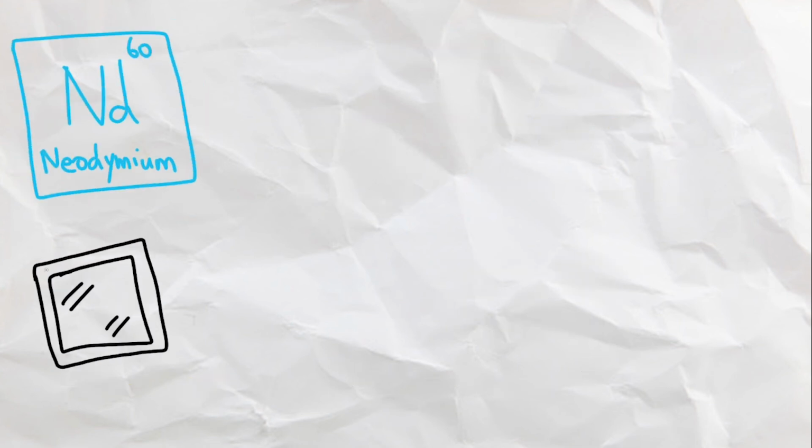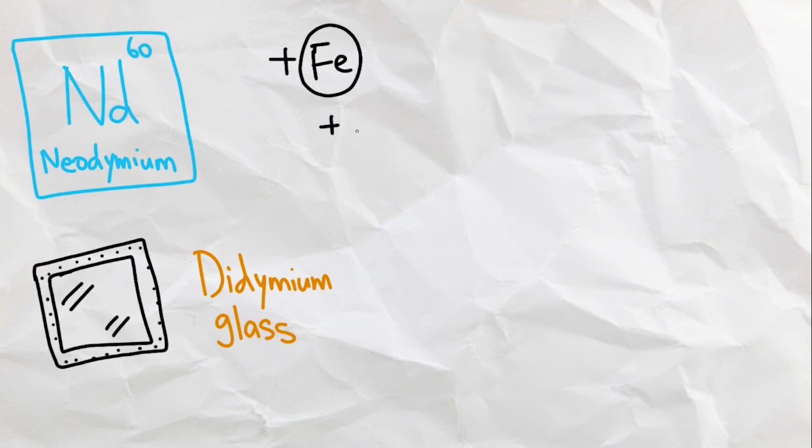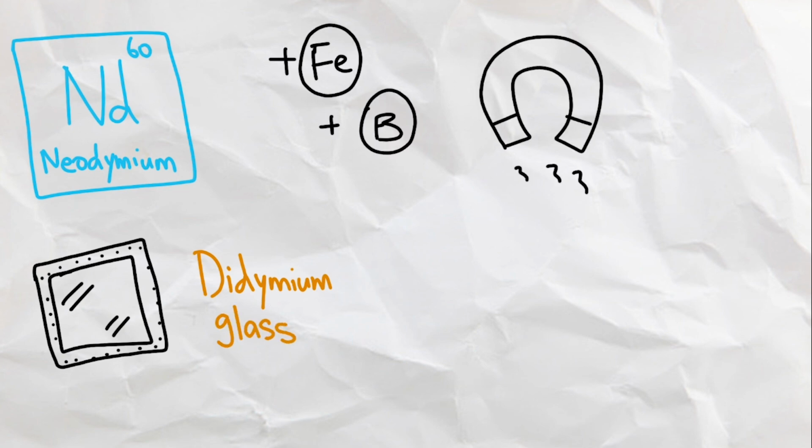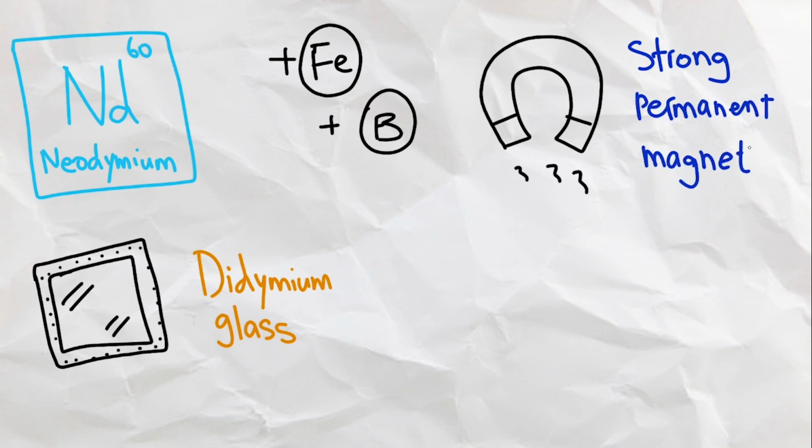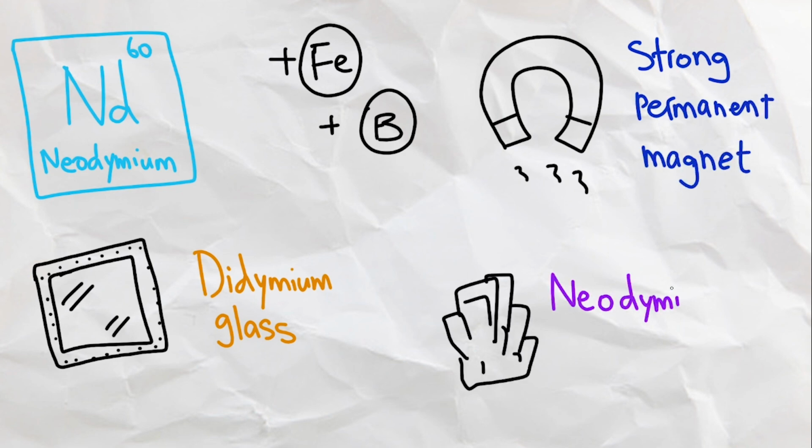Lastly, we have neodymium, another component to didymium glass as mentioned earlier. However, its most common use is in alloy with iron and boron, which creates a very strong permanent magnet. Neodymium glass is a pretty purple glass that is used in lasers, laser pointers, and laser eye surgeries.